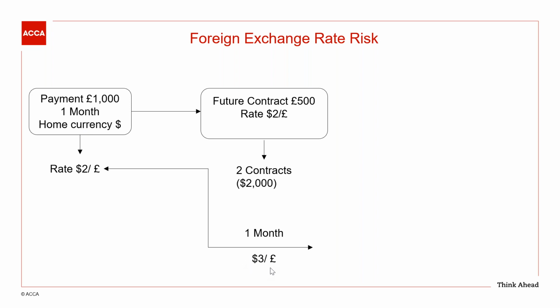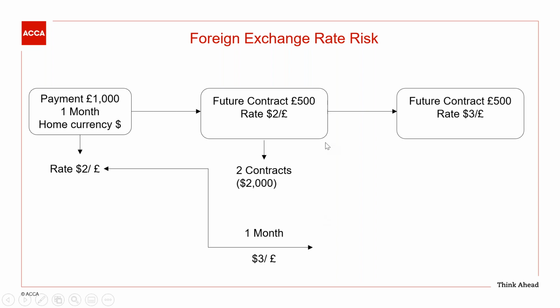That's what I've assumed in 1 month's time. So what you will do is go to the futures market after 1 month and sell your futures contracts. And I've assumed for simplicity's sake that the rate in the futures market is the same as the rate in the open market after 1 month's time. So when you sell these futures contracts, what amount of sales revenue will you generate?